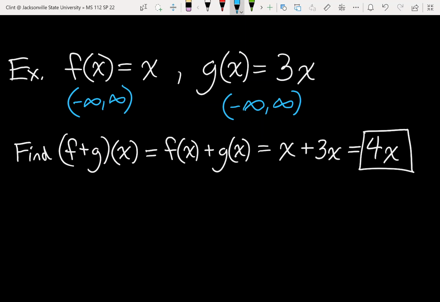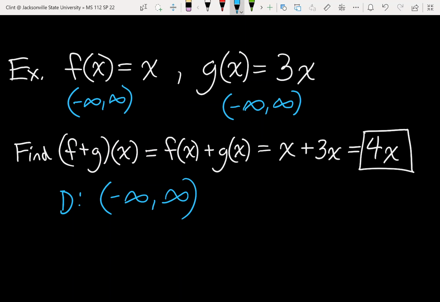So for our new function, our domain is going to be all the numbers that are in this one, the first, negative infinity to infinity, and in this one. So what numbers are in both of these? All of them. Okay. So the domain of our new function is negative infinity to infinity. We don't have to leave anything out. We had all real numbers for both of our other two functions, so all real numbers is the domain of our new function. Okay.